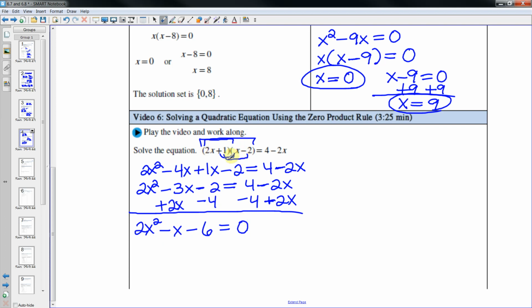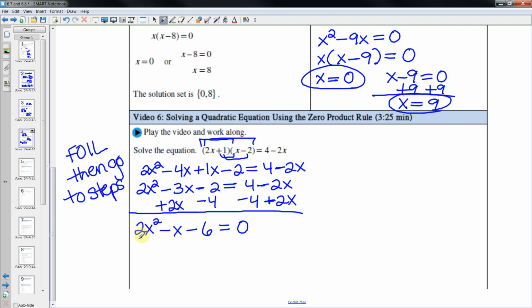And so I did have to FOIL, and then I had to go to my steps. So you may have a couple that you have to do like that.